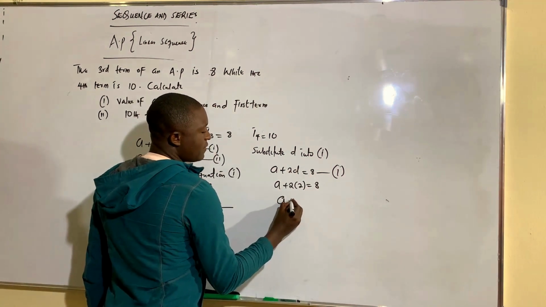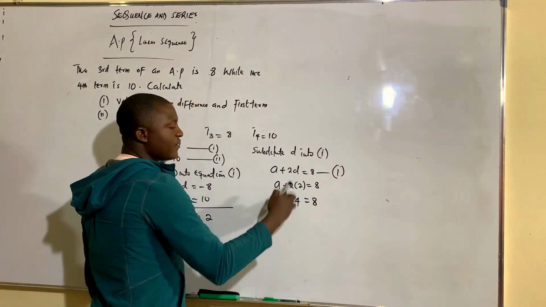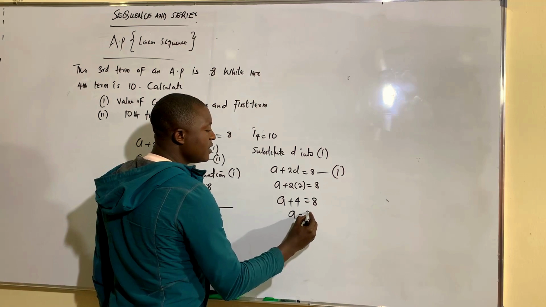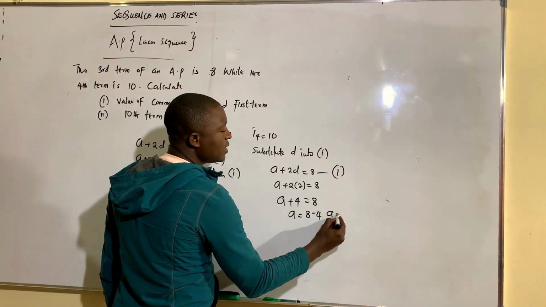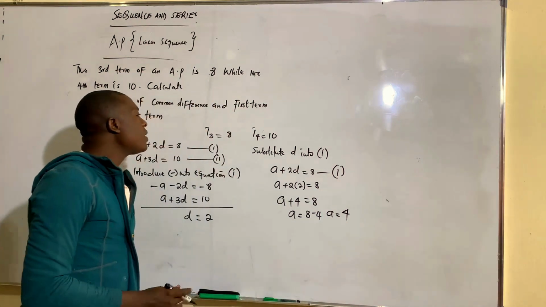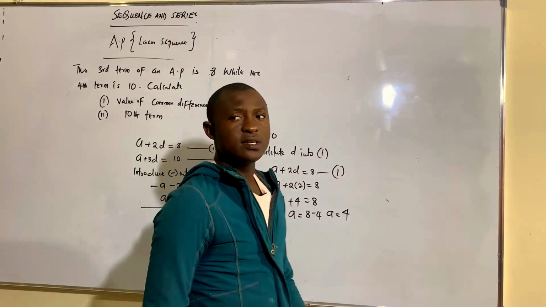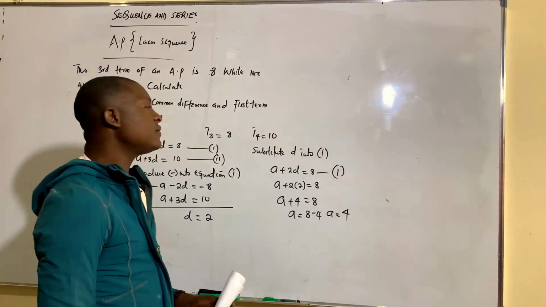So that means that we have a plus 2 times 2, of course, we are going to have 4, equal to 8. So if I collect like terms, we have a is equal to 8 minus 4. Of course, we are going to have 4. Now, what if I use the second equation? Are we going to have the same result? Let's check.